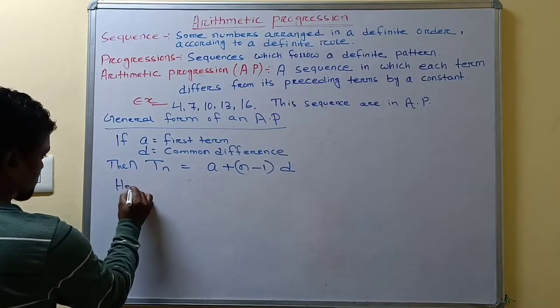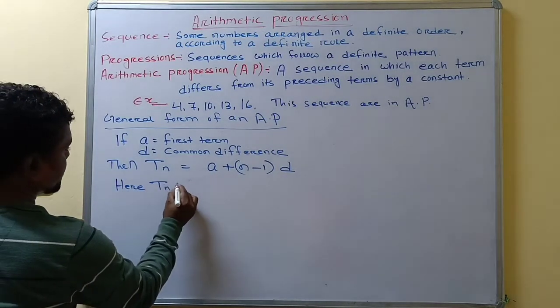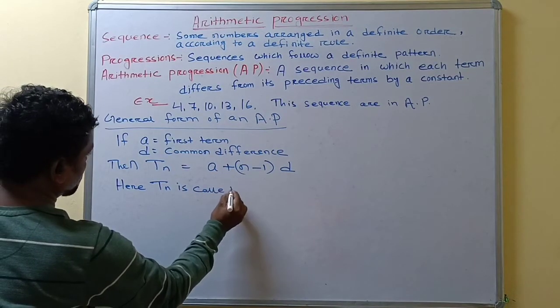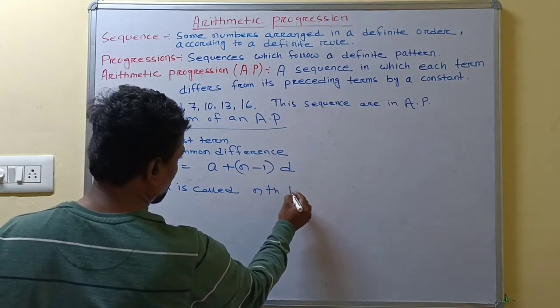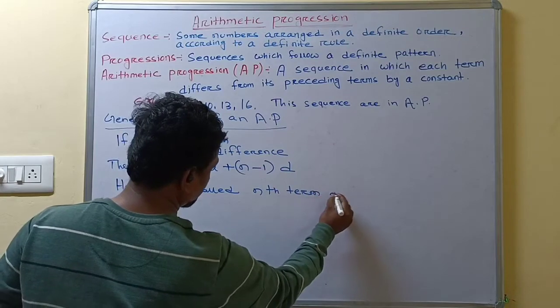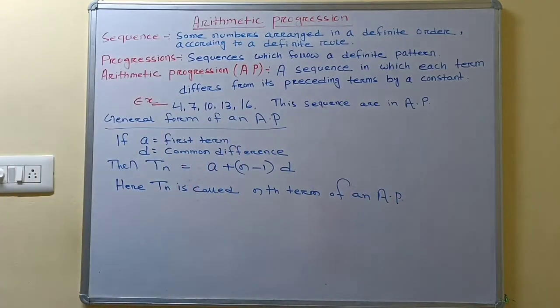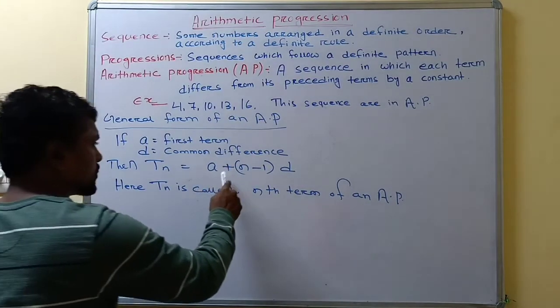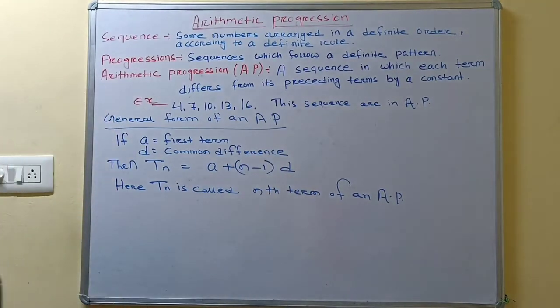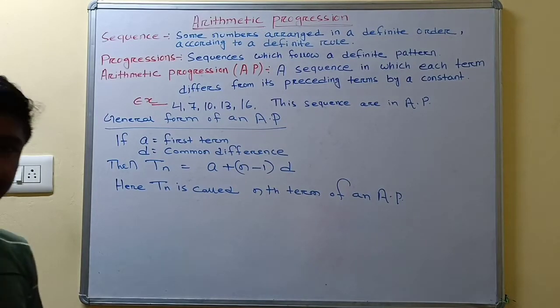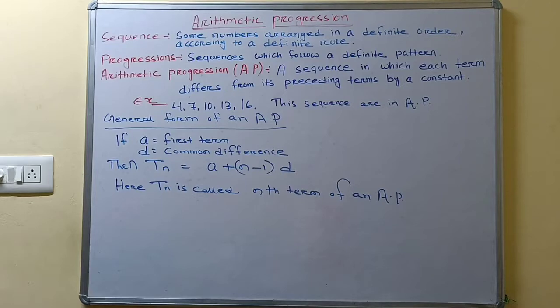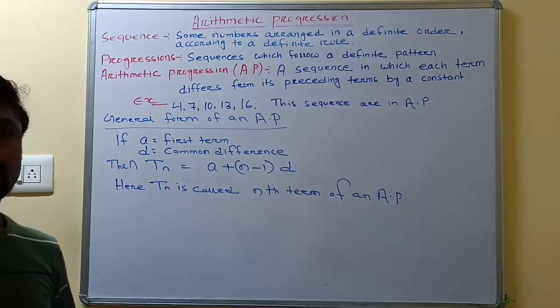Here Tn is called the nth term of an AP, and Tn equals a plus (n minus 1)d is the general form of an AP. By using this formula, we can evaluate how many terms are there, what is its first term and what is its common difference. Later I will give one or two examples.